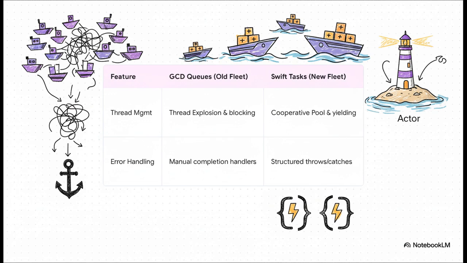And every single one of those threads takes up memory. And the system has to pay this huge cost just constantly switching between all of them. But now look at the right side. The new Swift tasks model, it uses this really smart cooperative system to completely avoid this mess. And that's what we're going to dig into right now.